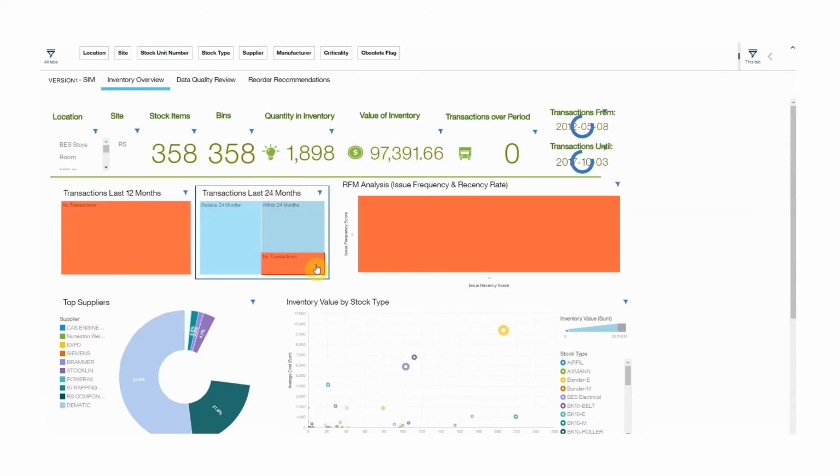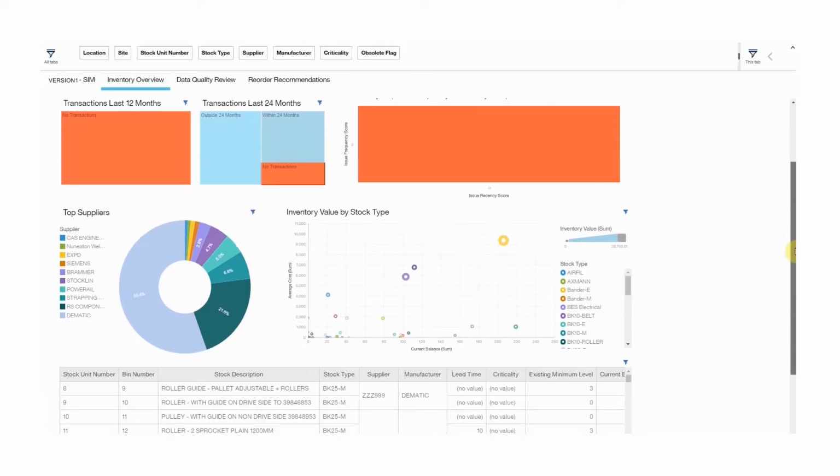In this instance, there are 358 stock items which have not been issued in the last 24 months. This is about 97,000 worth of inventory for these items. Below this, you can get an idea of which of the suppliers provide these items and what balance and average item cost are associated with the different types of stock.